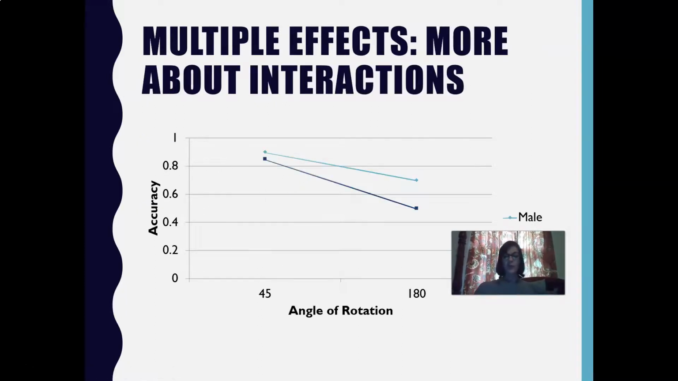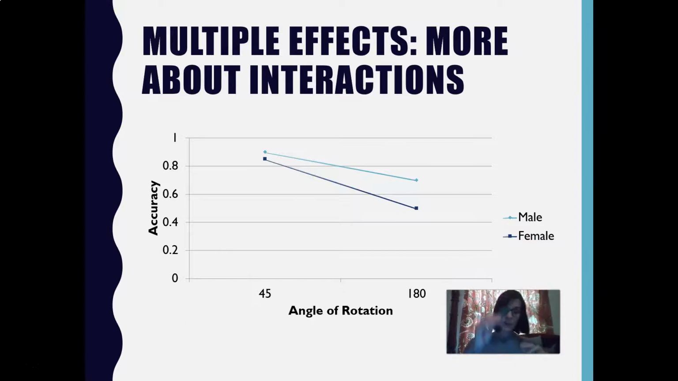So here's an example. Here's a really simple fake data set that I made looking at gender and angle of rotation, and accuracy, mental rotation performance, is our dependent variable. Here is the data from my female participants. Here is performance for 45 degrees of rotation. Here is performance for 180 degrees. Now, here's what's really critical.